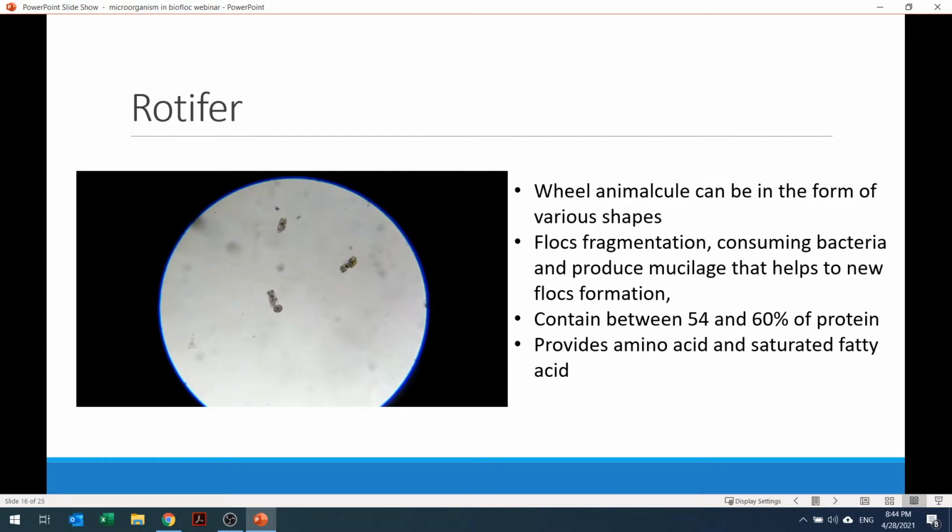Rotifer is important in the biofloc system as it provides amino acid and saturated fatty acid, which help to improve shrimp survival and growth. The generation time for rotifer can take several weeks. However, the turbulent environment caused by the aeration makes it difficult for the rotifer to reproduce. In biofloc, rotifers usually do not reproduce in large numbers. As long as you keep the operation optimal, you can already observe the rotifer under a microscope.